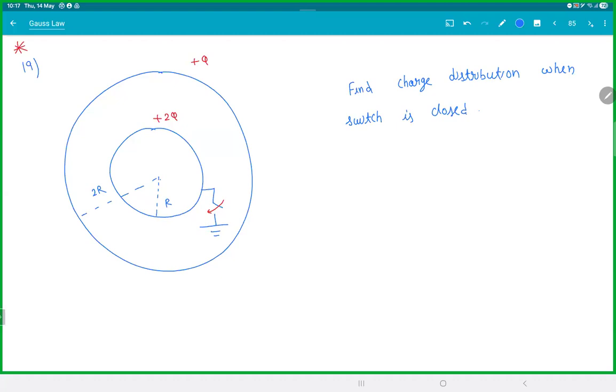Give it a try. If you connect something to the ground, two things happen. One, potential becomes zero. Second, charge is not conserved. So be careful. You cannot conserve the charge once you ground something.